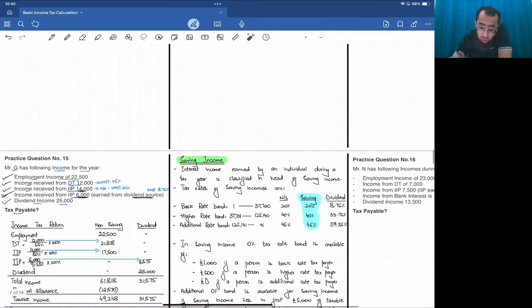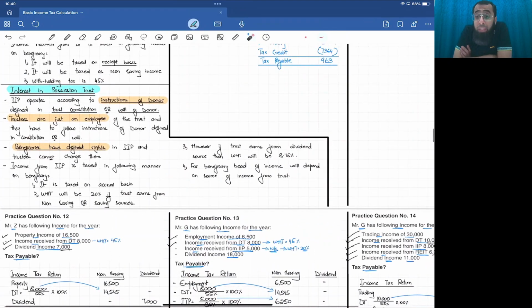So if you look at the discussion till now in our today's class, we talked about interest in possession trust. One more category of trust, created for valid reasons, donor giving the asset, defining the instructions in the constitution or the will, trustees are an employee, follow the instruction, beneficiaries have defined rights, it will be taxed on accrual basis, very logical basis of taxation, whatever source the trust is using, that source will be applied on the beneficiary also. Non-saving or saving source, the withhold is 20%, in dividend source, the withhold is 8.75%.